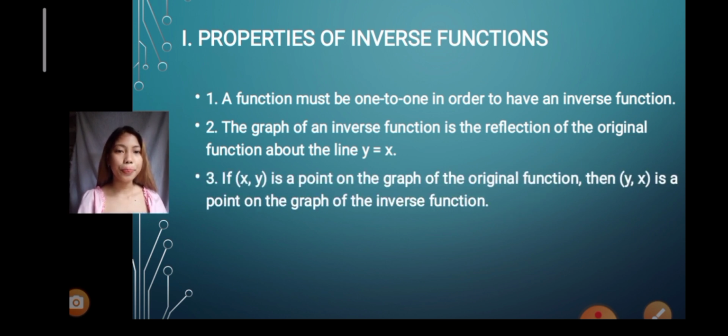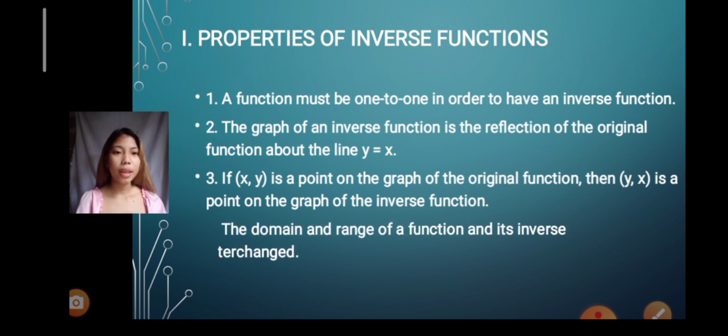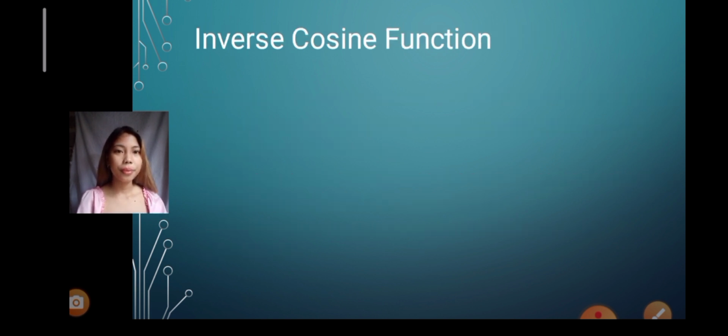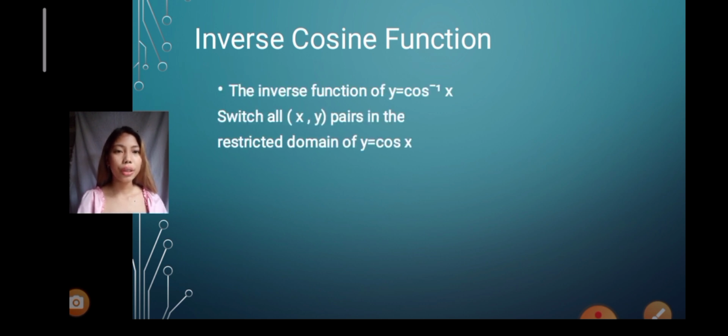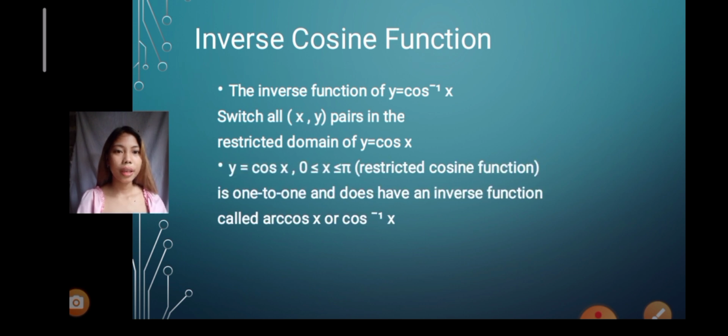If (x, y) is a point in the graph of the original function, then (y, x) is a point in the graph of the inverse function. Then the domain and range of a function and its inverse are interchanged. The inverse cosine function, the inverse function of y equals cos x, switches all x, y pairs in the restricted domain of y equals cos x.